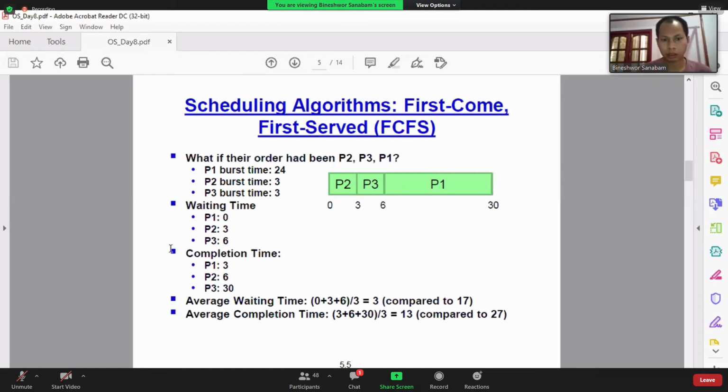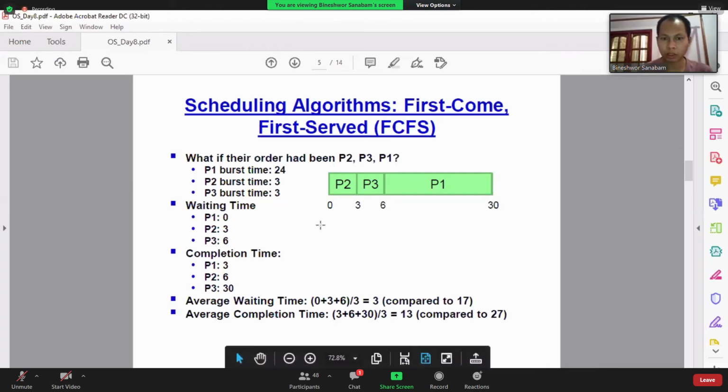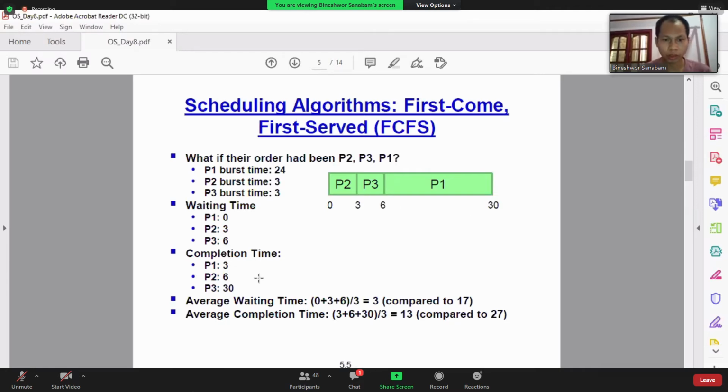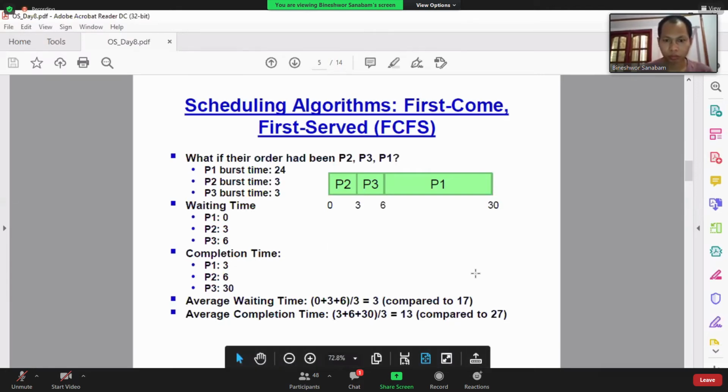And here are its corresponding waiting times. Waiting time for the first one is 0, for the second one is 3, for the third one is 6. And here is its completion time. The first one completes at 3, then the second at 6, then the third at 30. So here is your average time. Okay, so the average waiting time is 3, 0 plus 3 plus 6, and the average completion time is also 13 in this case.